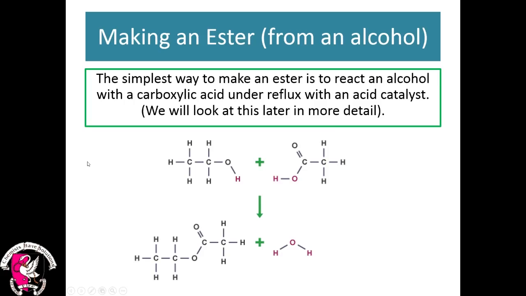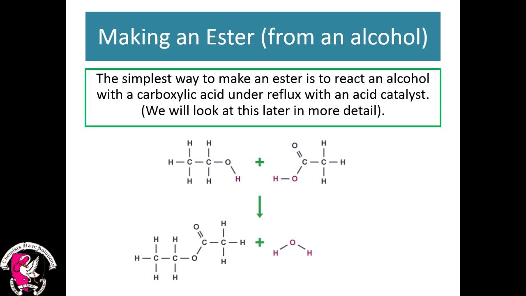Okay, so we're going to have a look at the two ways to make an ester. The first way, the simpler way, is making an ester from an alcohol. It could be methanol, ethanol, etc. The way that it's done is you react your alcohol with a carboxylic acid. Again, that could be anything, could be methanoic acid, propanoic acid, butanoic acid. And it's done under reflux with an acid catalyst. It sounds a bit weird using a carboxylic acid with an acid catalyst, but what I mean by an acid catalyst is something such as concentrated sulfuric acid, so a strong acid.